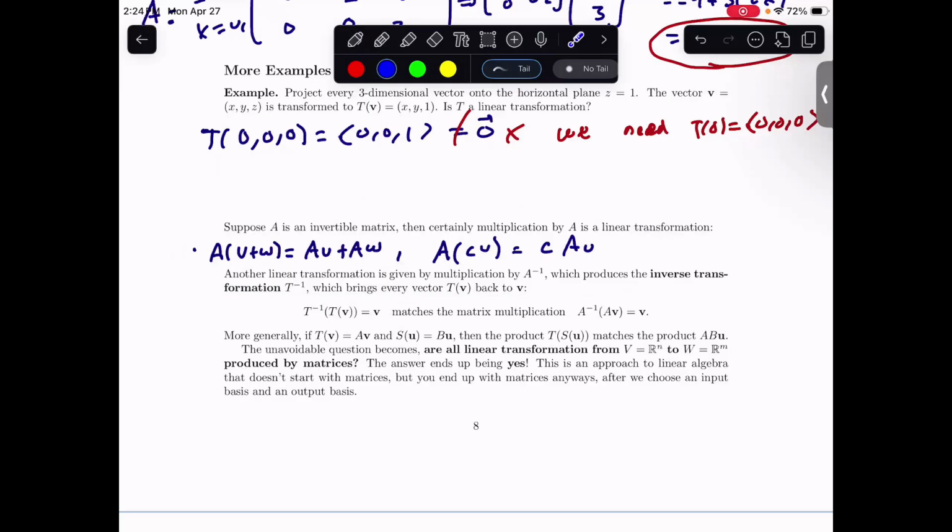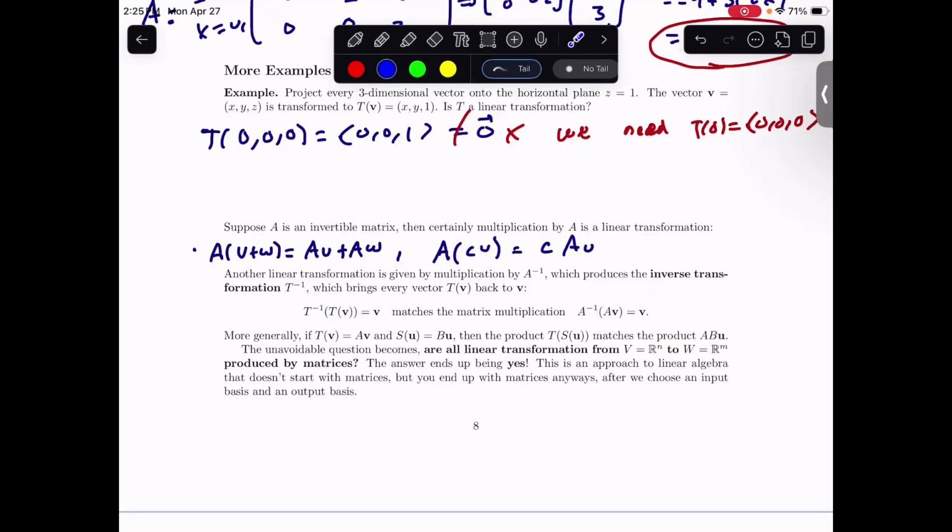And so you can also think about inverses. There's a lot of things you can think about, right? So another linear transformation is given by multiplication by A inverse, because it's just another matrix at the end of the day. This produces the inverse transformation, T inverse, which just brings T of V back to V. So if you do T inverse applied to T of V, you get that this is equal to V. And this matches the matrix multiplication given by A inverse times A V. So it's like A inverse times A, we know that's the identity, so it fixes the vector.